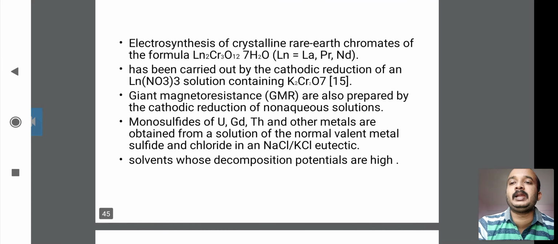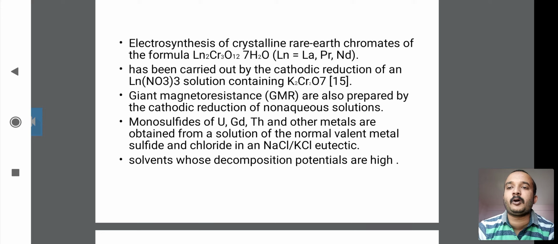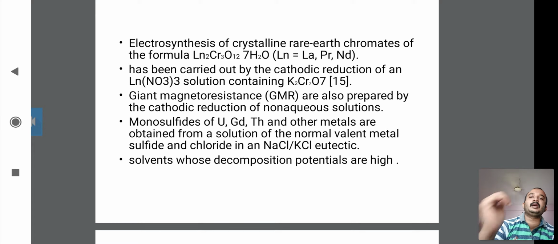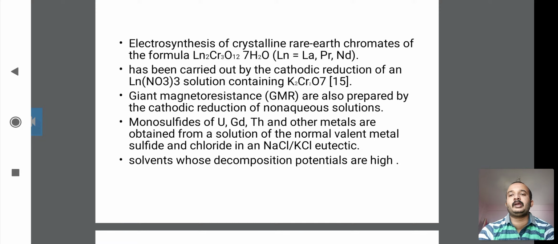Next, the electrosynthesis of the crystalline rare earth chromate of the formula Ln2Cr3O12, where Ln is lanthanum, promethium and neodymium. This is the rare earth chromate. We have to synthesize the crystalline rare earth chromate by electrosynthesis, and for Ln you put in lanthanum, promethium and neodymium.